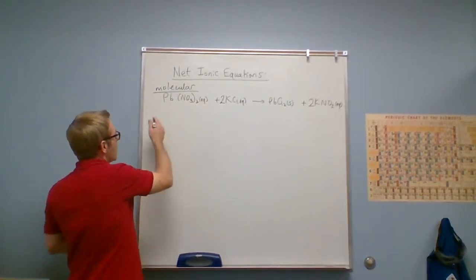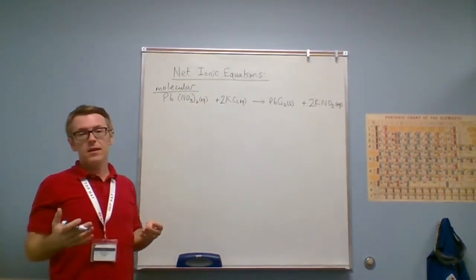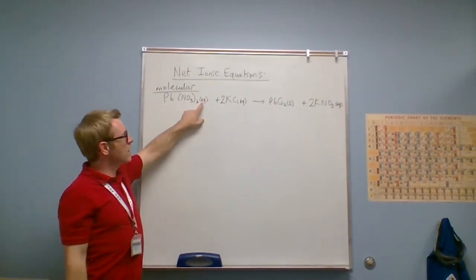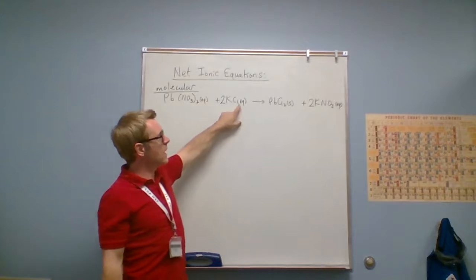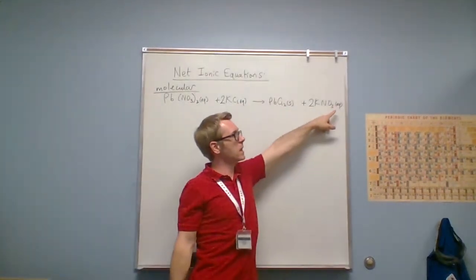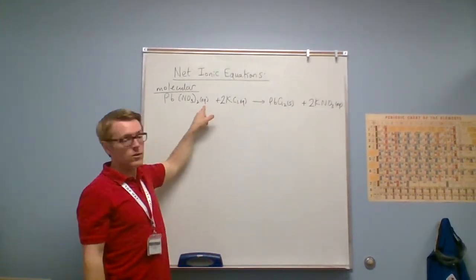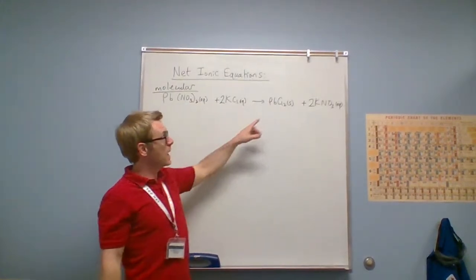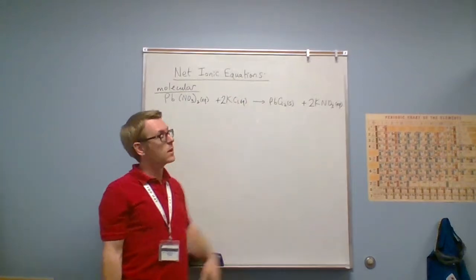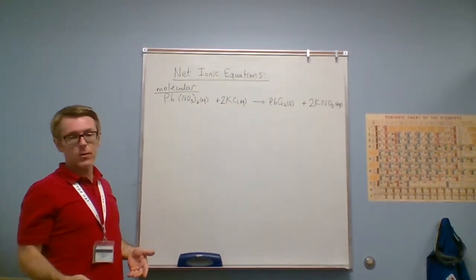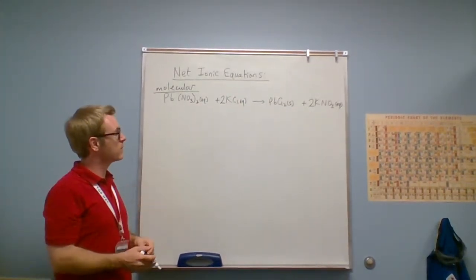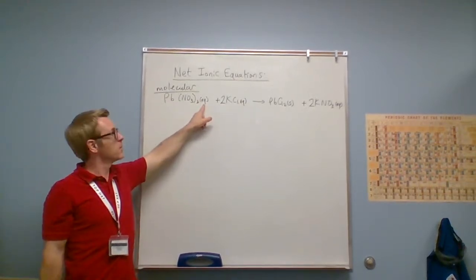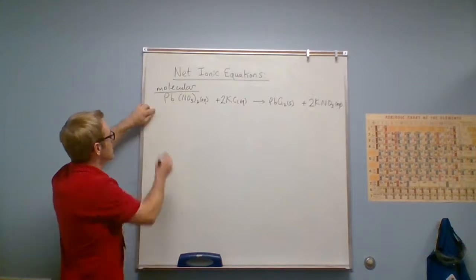What we need to do now is to dissociate any ions that can be dissociated. So you notice I've added aq, aq, s, aq. Aq stands for aqueous, which just means dissolved in water. S stands for solid. There's also L for liquid and G for gas that are not shown here. So I can dissociate anything that's aqueous into its ions.